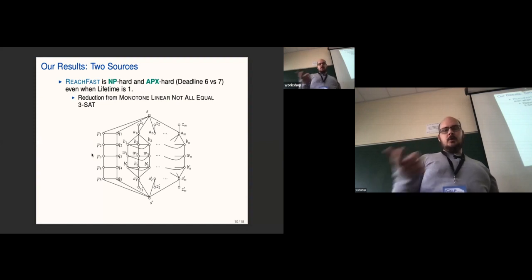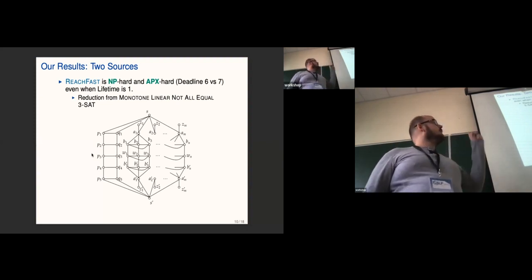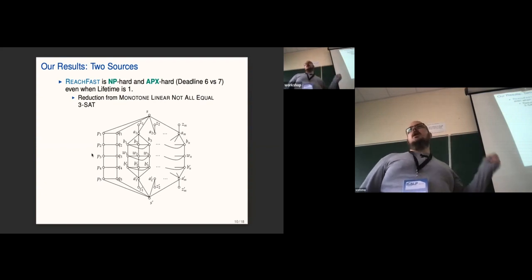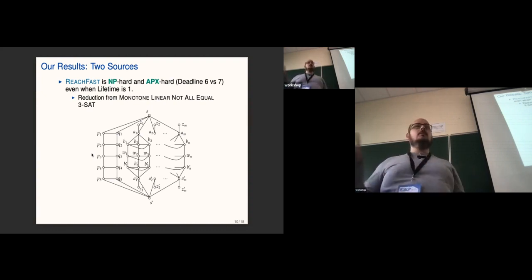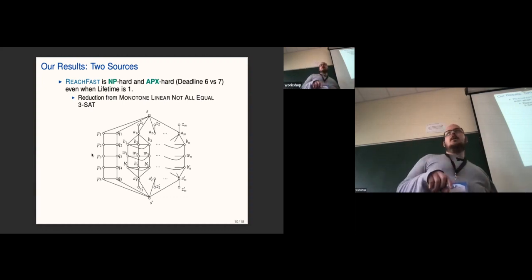And the reduction is from so-called monotone linear not-all-equal SAT. Monotone just means that all variables are only positive everywhere in every clause. Linear means that every two clauses intersect in at most one variable. And not-all-equal means that to satisfy the clause, you have to have at least one variable assigned positive and at least one variable assigned negative in the clause, right?